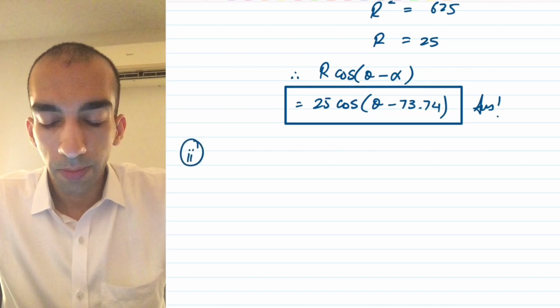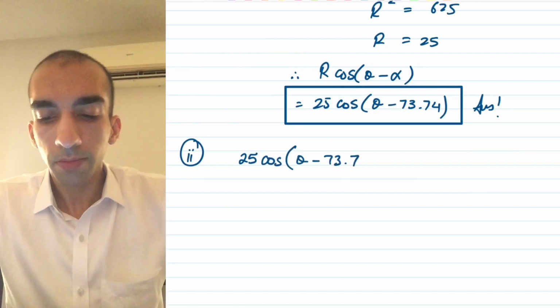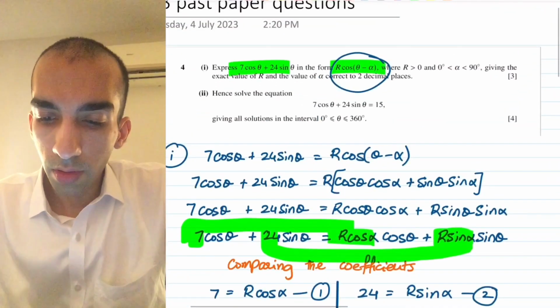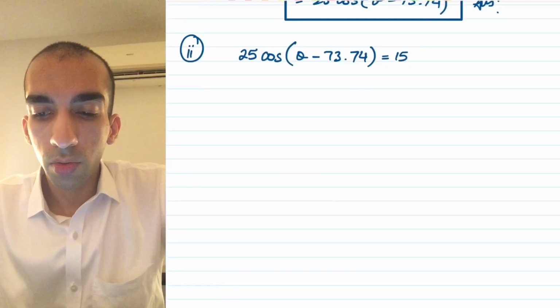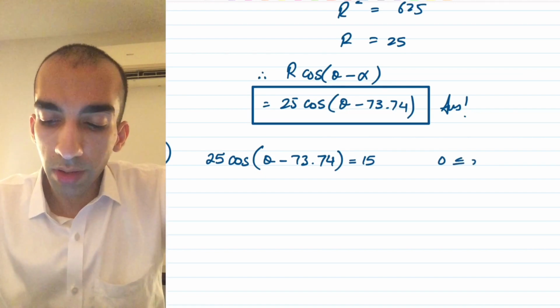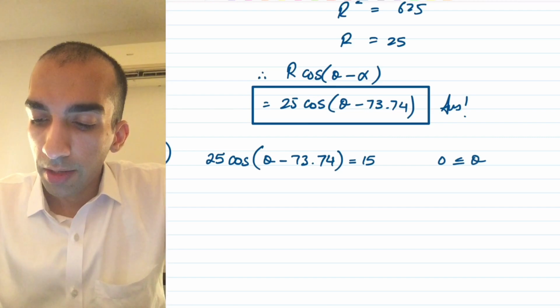Part 2. So 25 cos theta minus 73.74, and the question says it is equal to 15. We can plug that equals to 15. We just solved the equation in the first question. We're going to use that whenever the question says hence, you have to use the answer of the previous part. And what is the range? Theta is from 0 to 360.